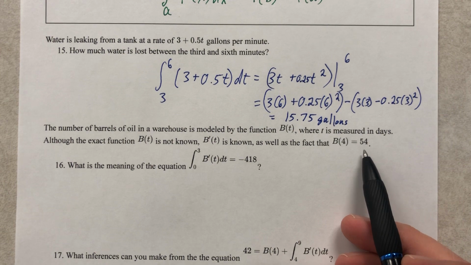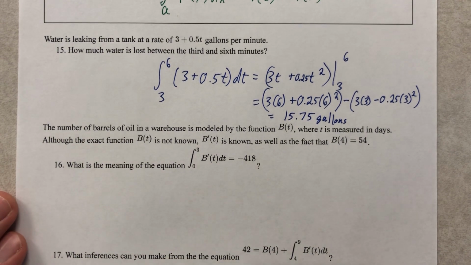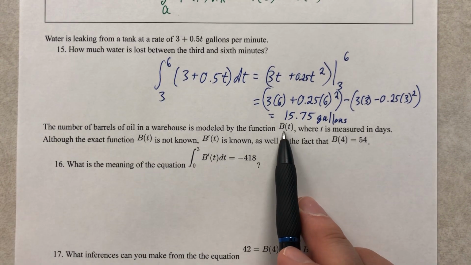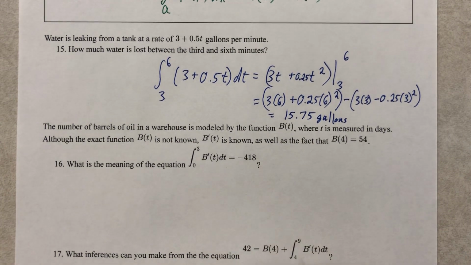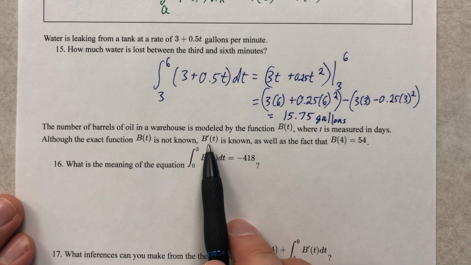All right, let's just talk about what we know without even reading the first problem. There's a warehouse. There's oil in there. Barrels of oil. The number of barrels of oil at any given day is given by a function that we don't know. And we do know the derivative, but somebody's just not willing to tell us for whatever reason. I don't know. I think they should be interrogated.